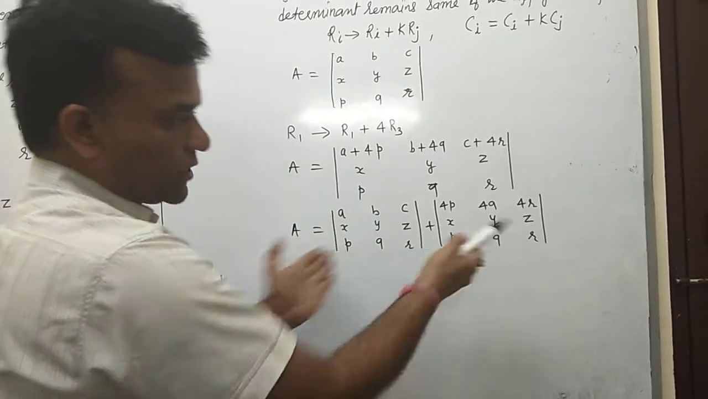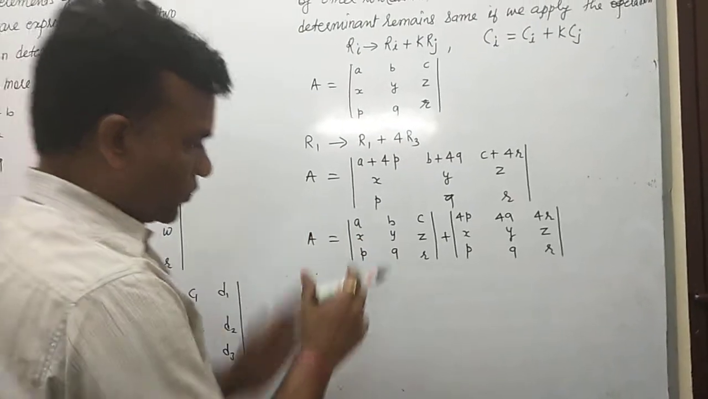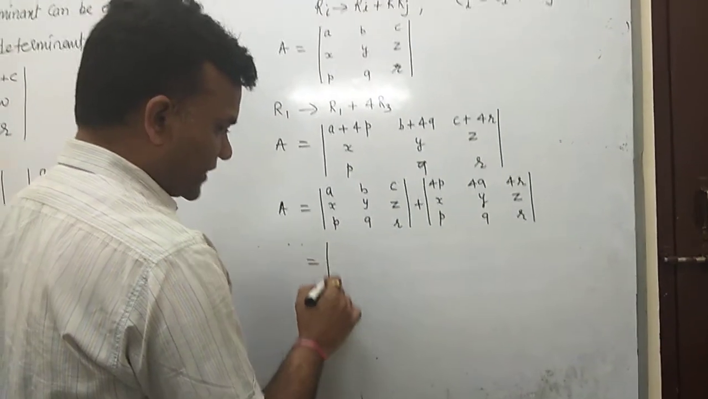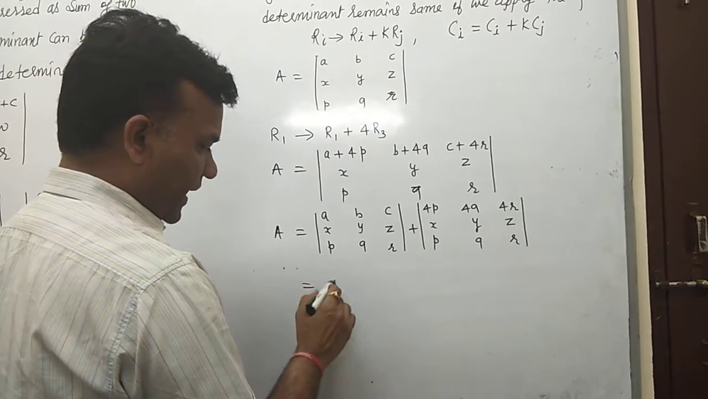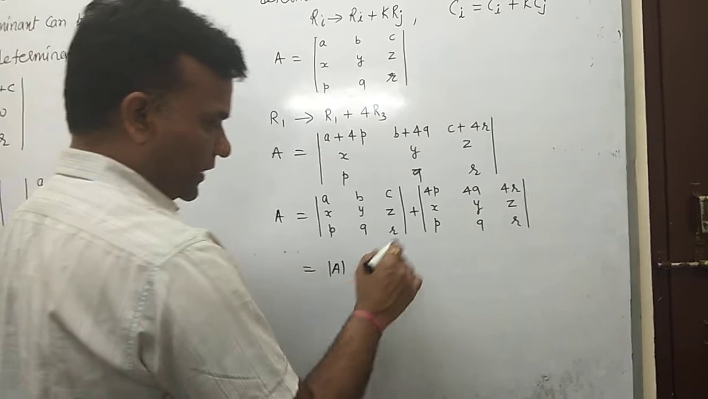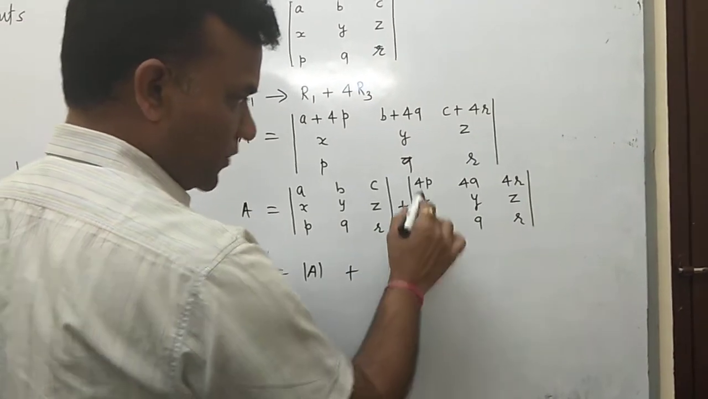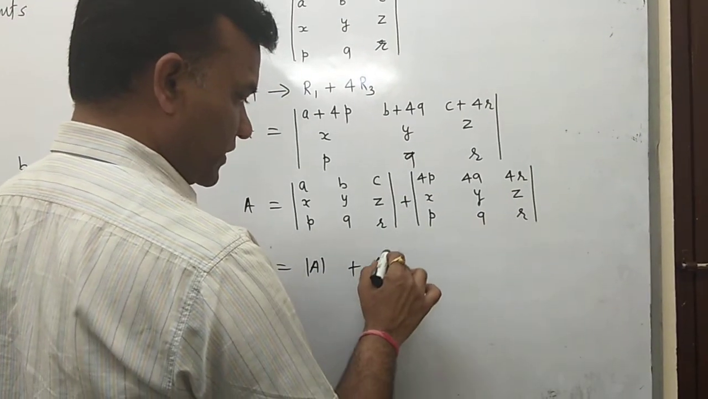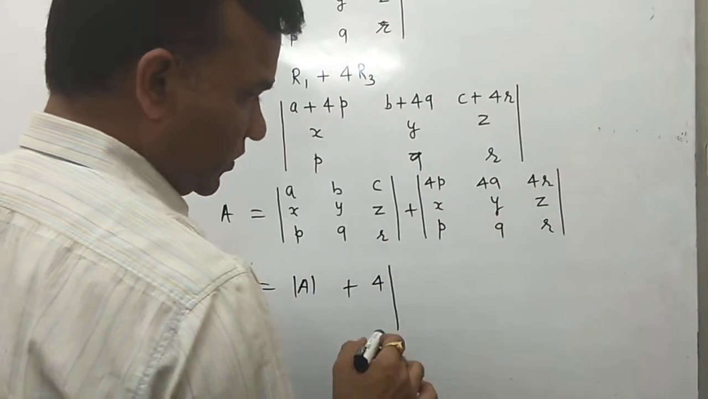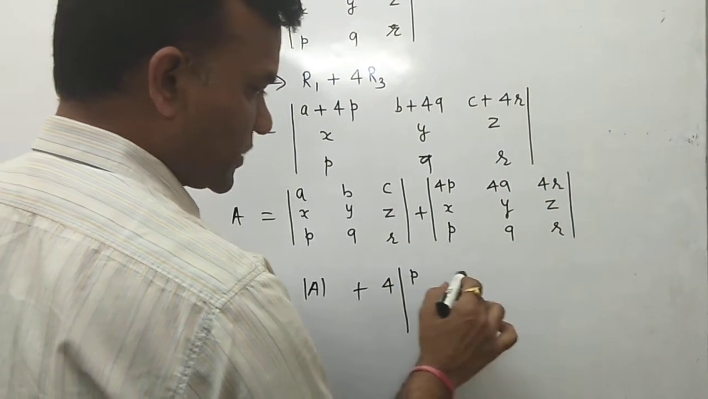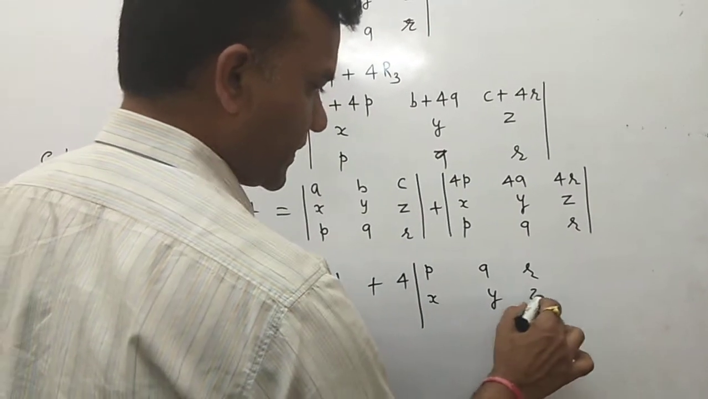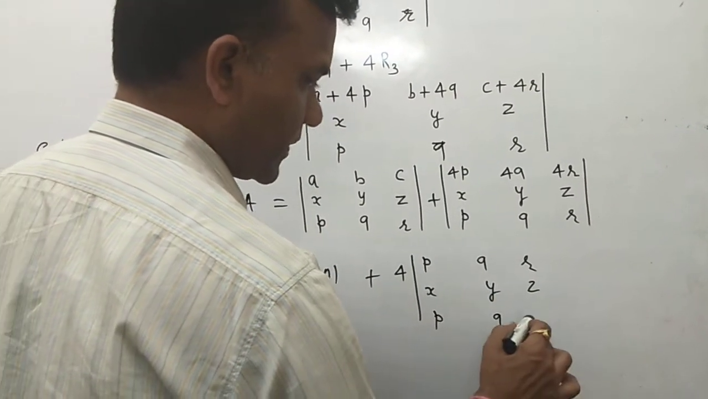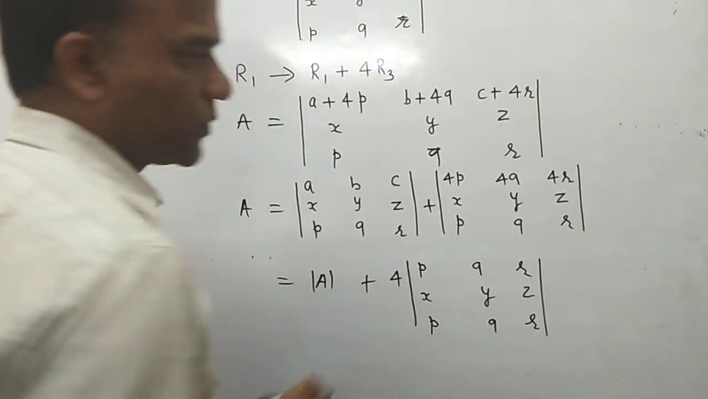Now you can express it in the form of two determinants. The first determinant you put as it is, because that is the actual given determinant. So you write down directly the answer is determinant of A, and now you put a plus sign here. 4 is common because it is in the whole first row. So the rest of the values you put as they are: P, Q, R, then X, Y, Z, and then P, Q, R. Okay, because 4 is common.